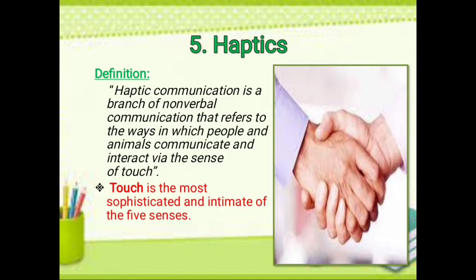And the fifth one is haptics. Haptic communication is a branch of non-verbal communication that refers to the ways in which people and animals communicate and interact via the sense of touch. Touch is the most sophisticated and intimate of the five senses. Touch is the most effective means to communicate feelings and emotions. The withholding of touch may communicate a variety of negative feelings. For example, if someone puts a hand on your shoulder, that can be a supportive gesture, but people can also take the meaning of it as a sexual advance. So touch is also the main tool of non-verbal communication.